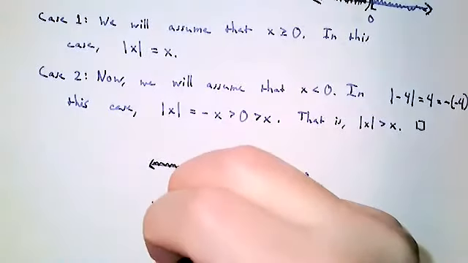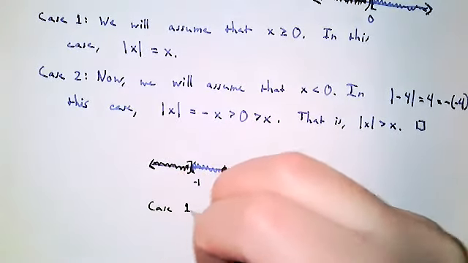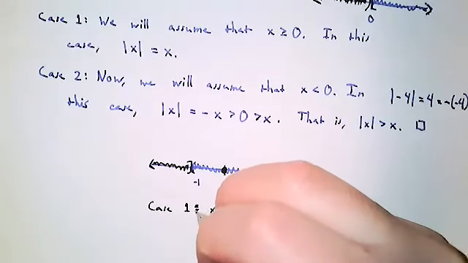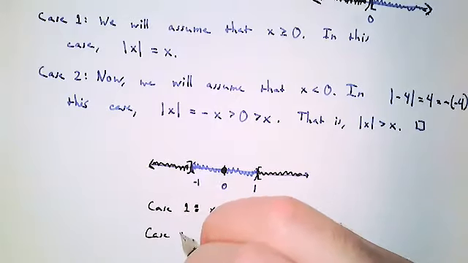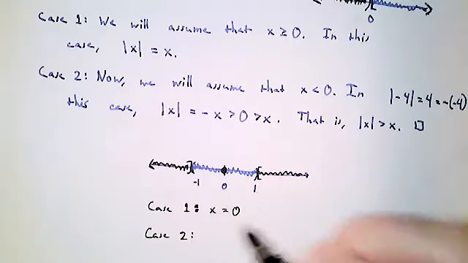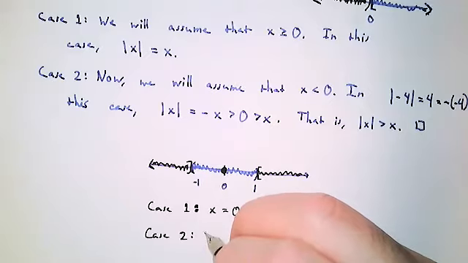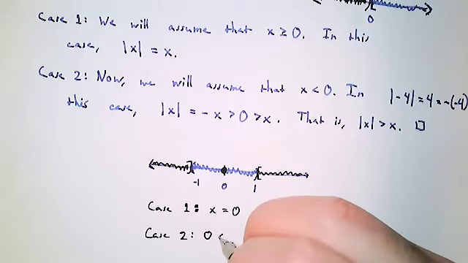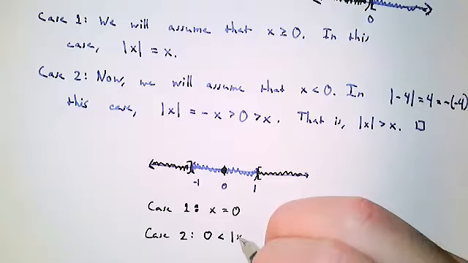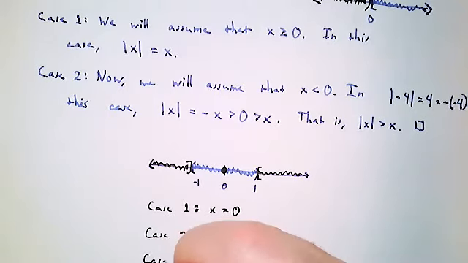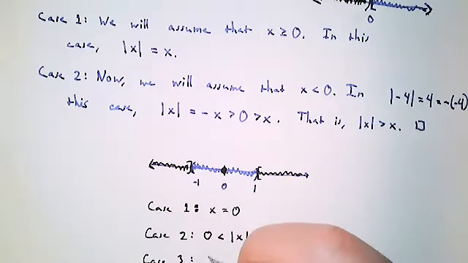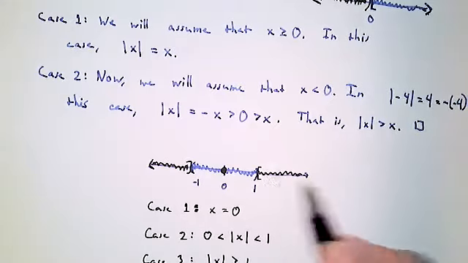So your cases would be maybe something like this. Case 1 would be something like x equals 0. And then your case 2 could be where the absolute value of x is greater than 0 but less than 1. And then your third case could be where the absolute value of x is greater than or equal to 1. So where you're on the tails.